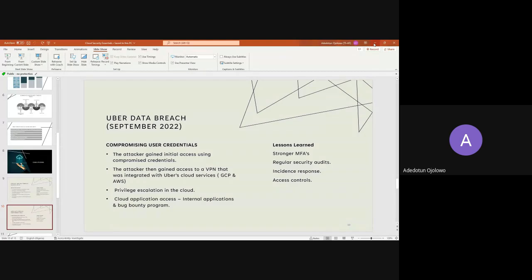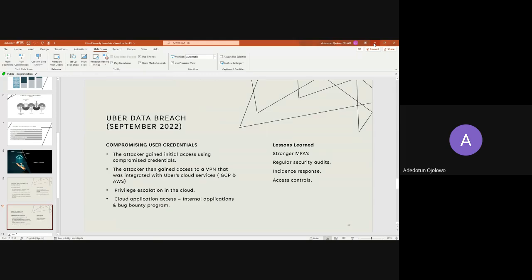Now, he didn't even stop there. Once he got into the network, he was able to get an EC2 instance and a PowerShell script. This script had hard-coded credentials, and with these credentials he was able to gain access to Uber's PAM system, their privileged access management system. That gave him access to a lot of their critical cloud resources, and at the same time even their bug bounty programs.